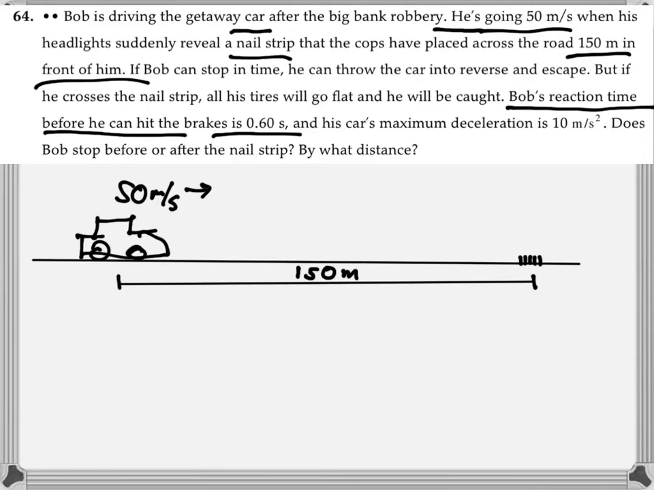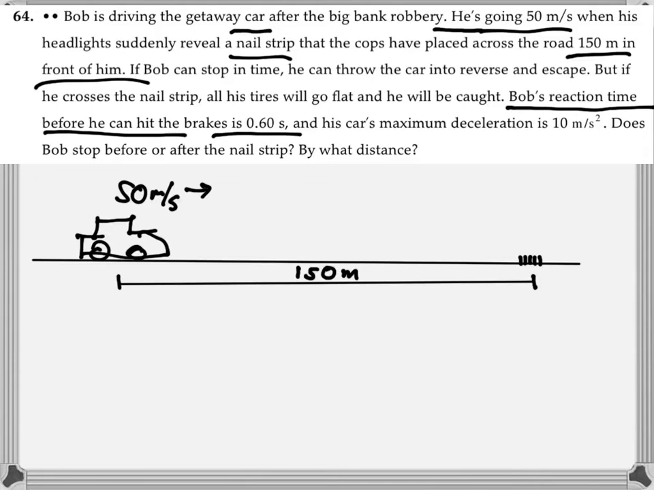The next part we need to read carefully is: Bob's reaction time before he can hit the brakes is 0.6 seconds. What that means is that, as you probably all know, there is a time delay between the moment you see something and the moment your body can move, because it takes a certain amount of time to process the signal coming from your eyes, and it takes a certain amount of time to send the electrical signal down your nerves to activate the corresponding muscles. So that's called the reaction time.